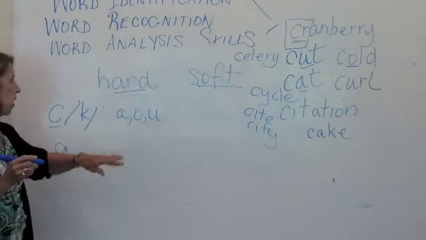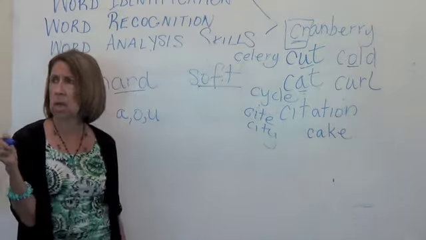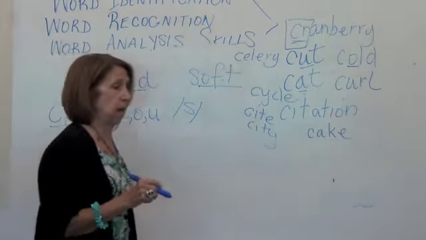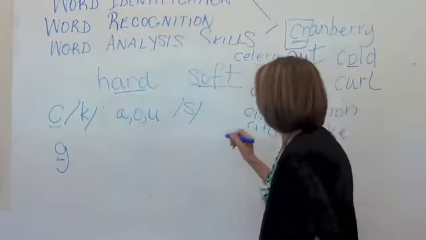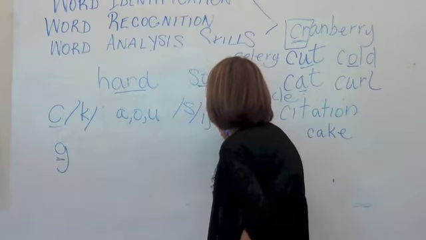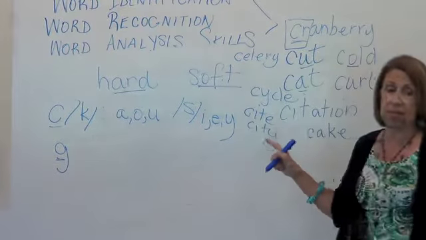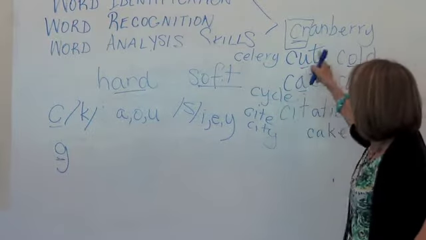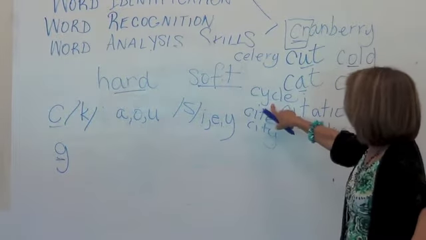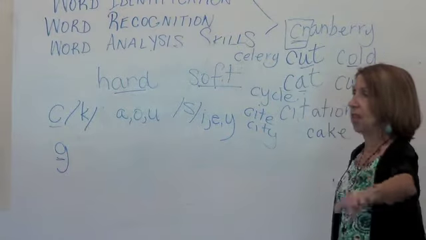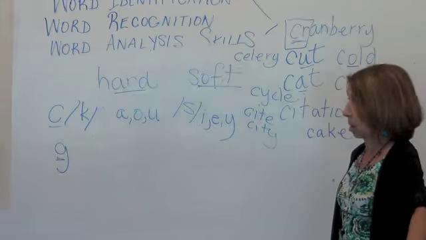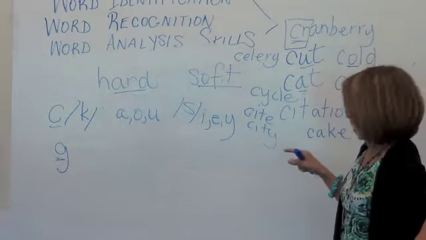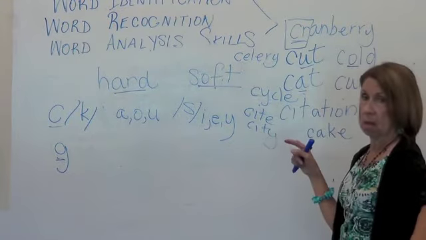It has a soft sound, and what would be the soft sound of C? S, which sounds like an S, when it's followed by what vowels? I, E, and Y. Most of the time. Not always. Yes, cycle. Cycle's a good example of the two different sounds, isn't it? What C sound do you hear at the beginning of cycle? The S, the soft sound. What about cold? Hard.